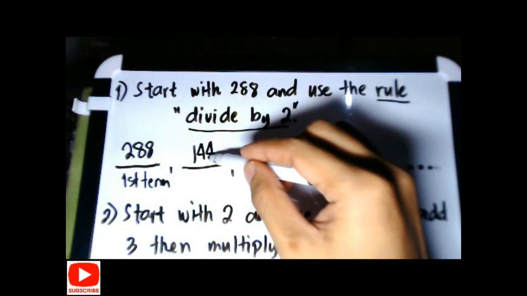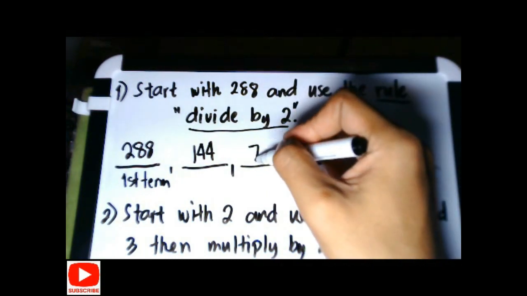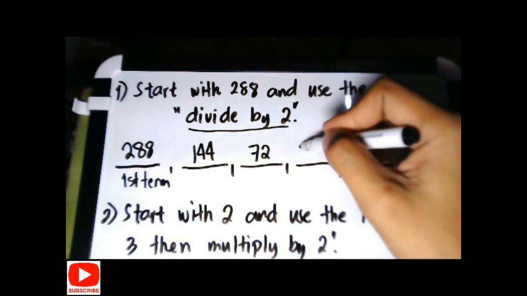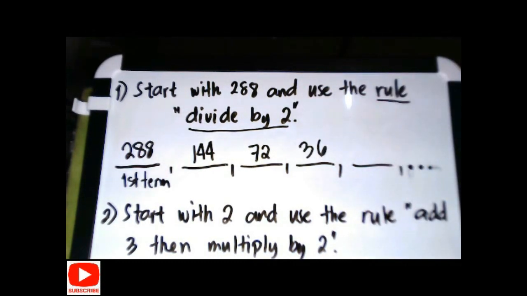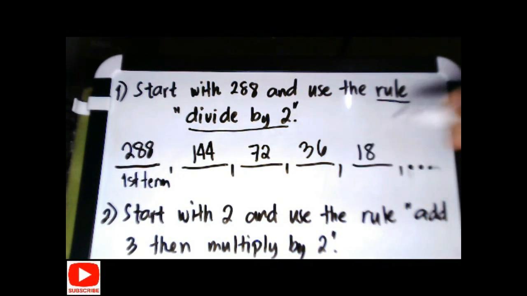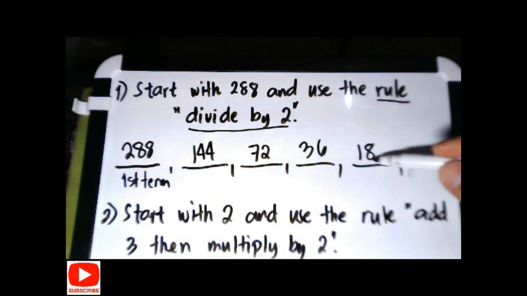Next, 144 divided by 2, that is 72. Next, 72 divided by 2, that is 36. 36 divided by 2, that is 18. 18 divided by 2, that is 9, and so on and so forth. We keep on dividing by 2. Okay? So this sequence is an infinite sequence because of the ellipses.